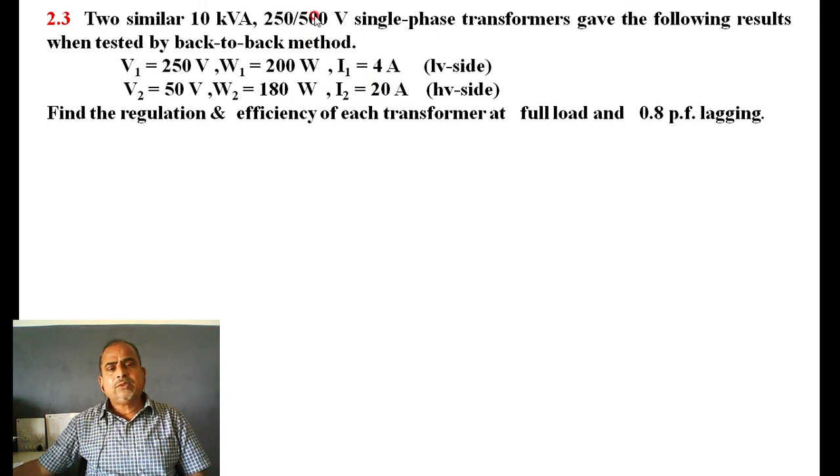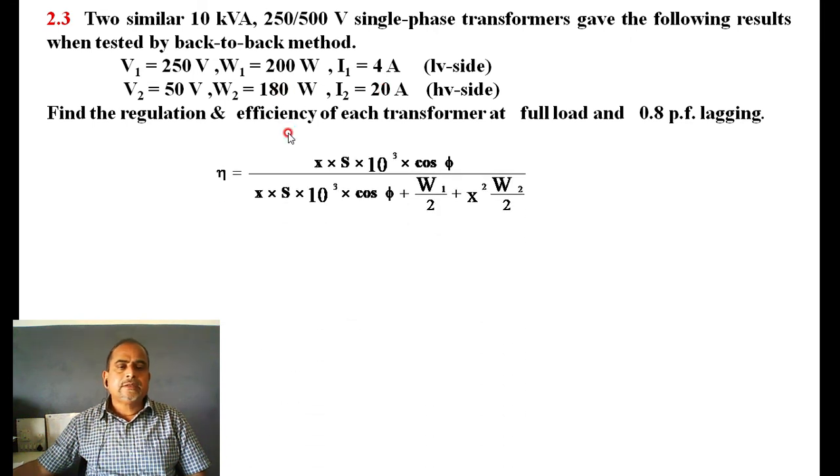If you calculate the full load current corresponding to the HV side, it comes out to be 20 amperes. Means this copper loss is calculated at full load condition. Therefore, the full load copper loss per transformer is 90 watts. Now you have to write the equation for the efficiency. He asks you to find out the regulation and efficiency of each transformer at full load.